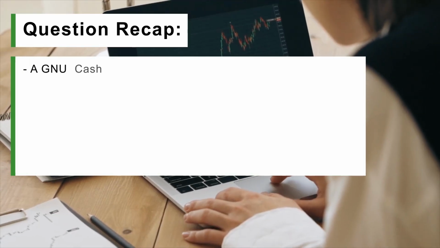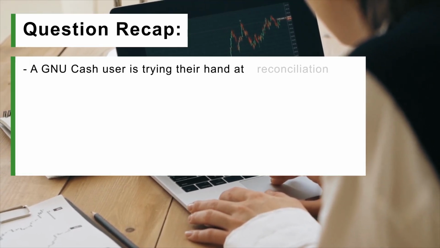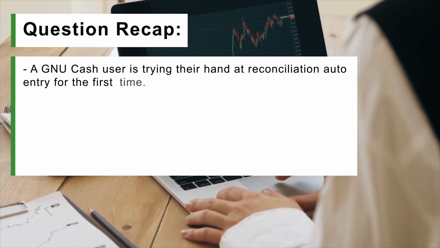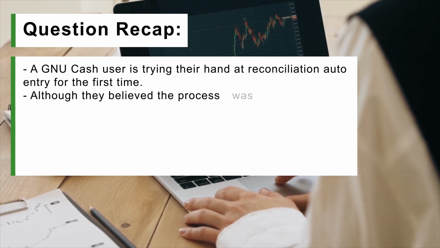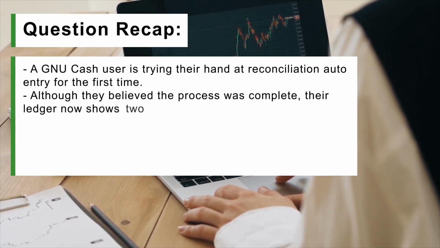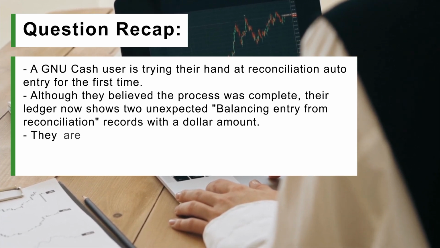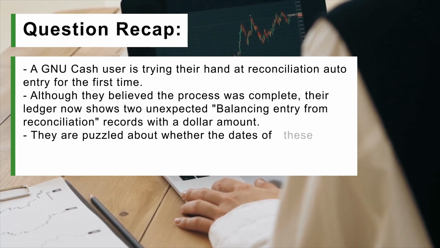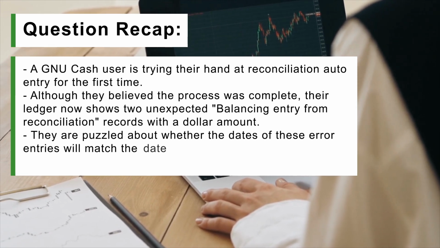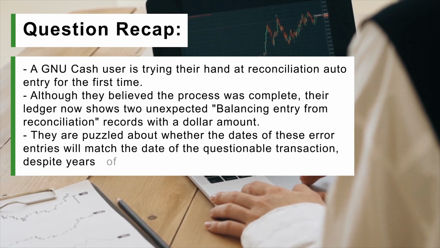So in summary, this GnuCash user is diving into reconciliation auto entry for the first time and thought they had it all wrapped up. But now their ledger popped up with two unexpected balancing entries from reconciliation records. They're scratching their head, trying to figure out if the dates on these mysterious entries match the date of the odd transaction, even though they've used GnuCash for years.